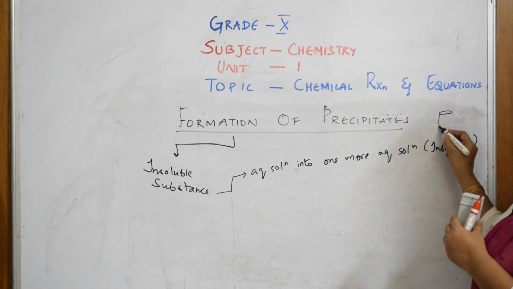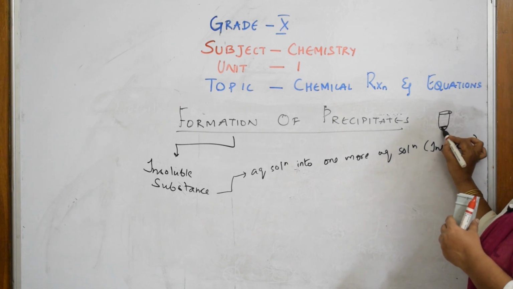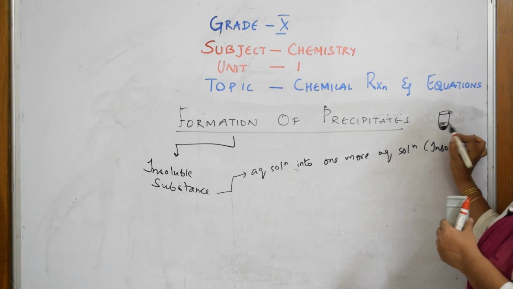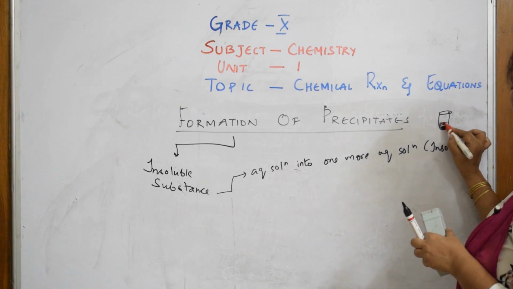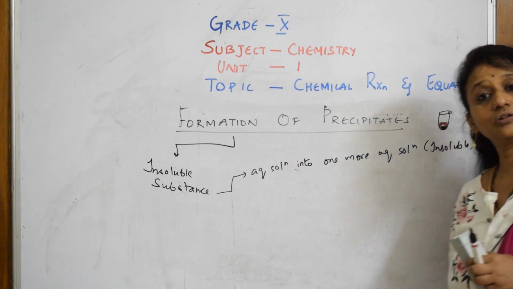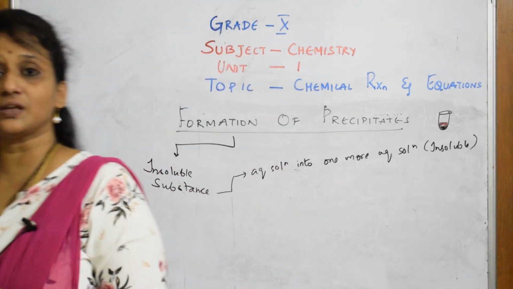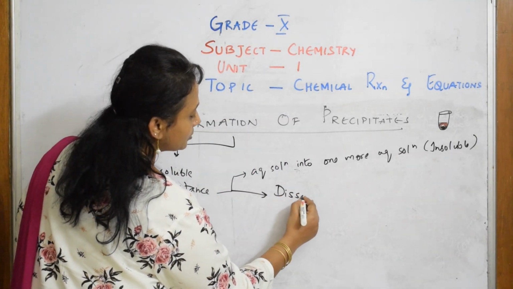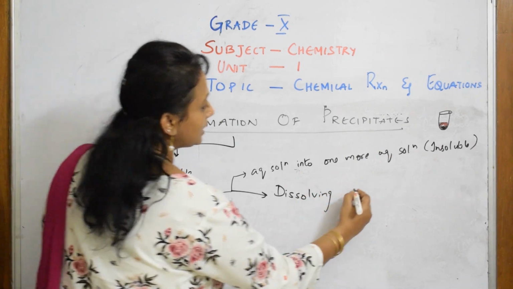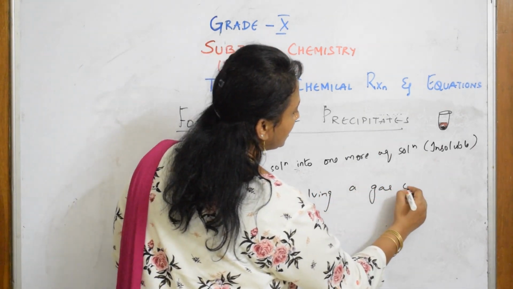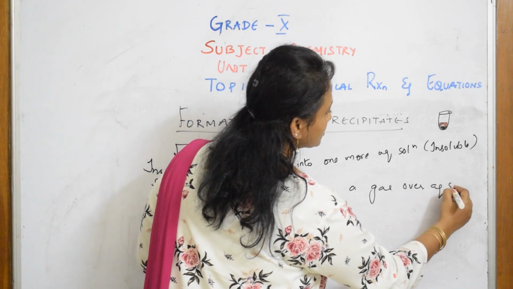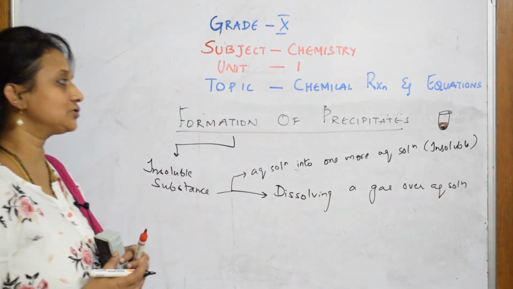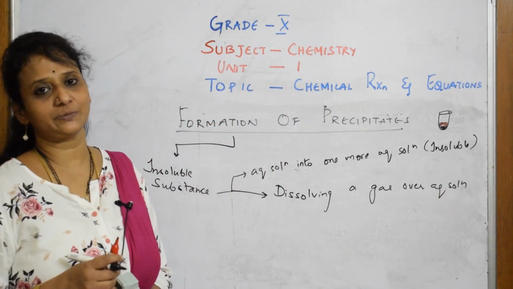If this is a test tube like this, one aqueous solution will be there, and one more aqueous solution will be there. Let me take a red pen. Then also I call it a precipitate. Next important thing, when you are dissolving a gas over an aqueous solution, then also you get a precipitate.